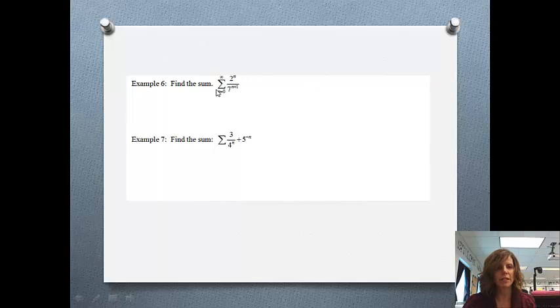If I plugged in, remember we're going to start with n equals 0, so if I plug in 0, we will get 1 over 7. The next term of my sequence, if I plugged in 1, I'll get 2 over 49. If I plugged in 2, we'll get 4 over... I'm trying to think what that is. 49 times 7, 343. Good. All right, and dot, dot, dot.